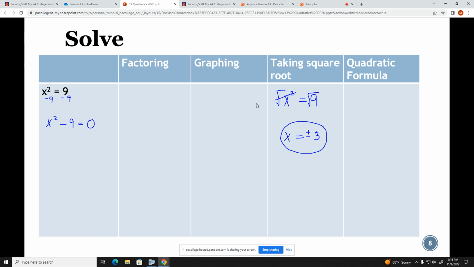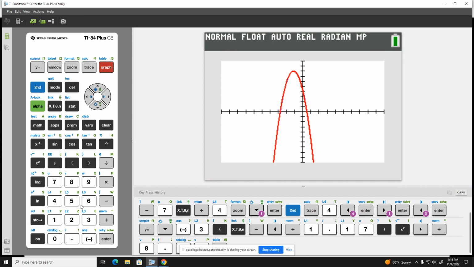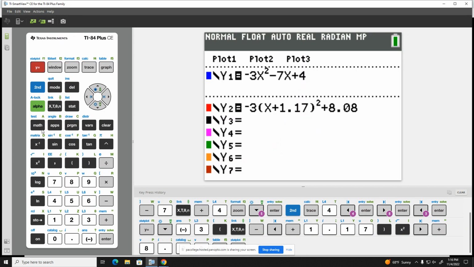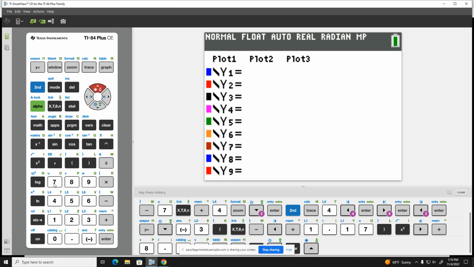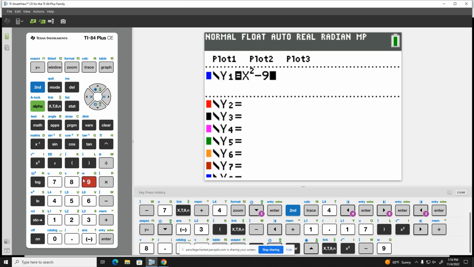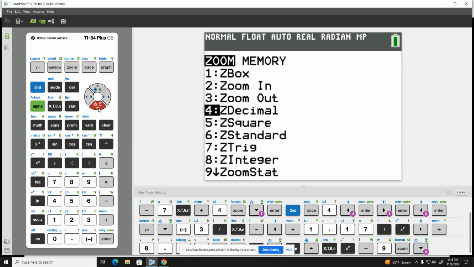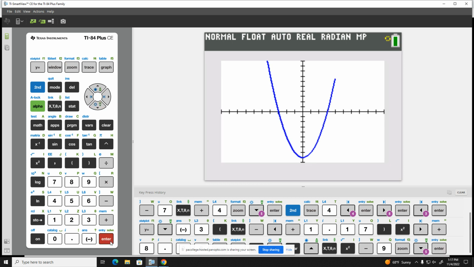We're going to solve it next by graphing. So I will go to my graphing calculator, go to my y equals, clear out my previous problems, and type my formula, which is x squared minus 9. This formula has no context, so I'm going to use zoom and option 6, the standard window, and see if it shows up. And it does.